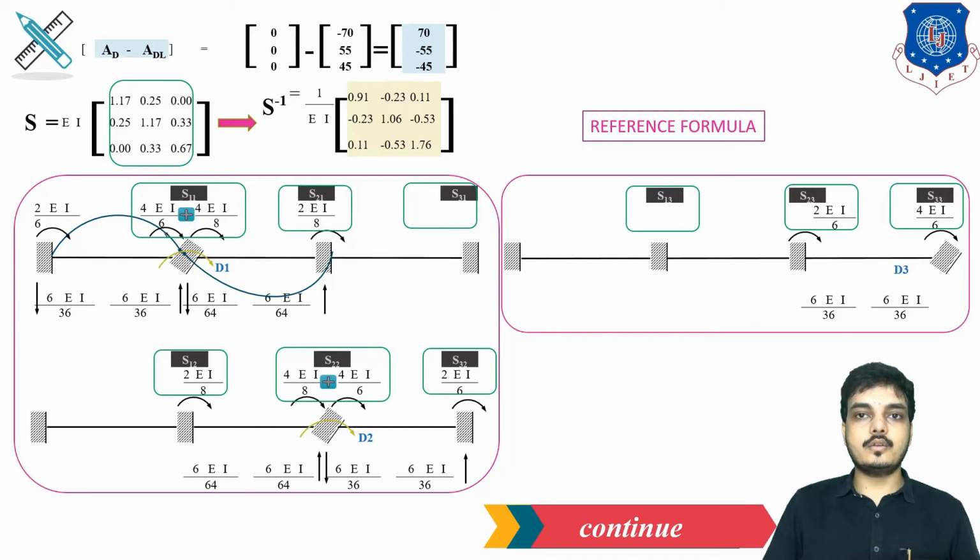So now we have to find its S inverse, because in the formula we do not require S, we require S inverse. With the help of a calculator we can find the S inverse of a 3 cross 3 matrix. Now this S inverse will be used in the formula for D, which is D equals S inverse times AD minus ADL, finding all three primary unknowns.